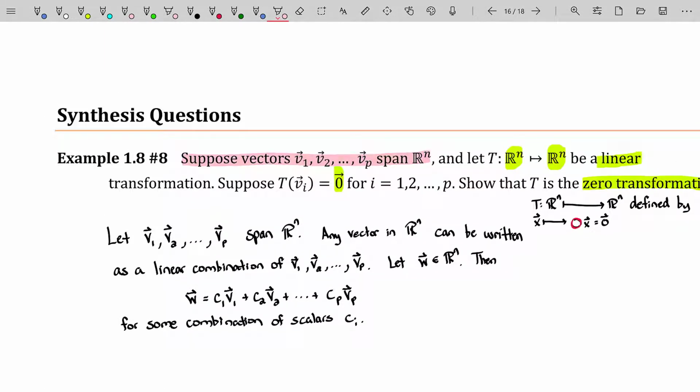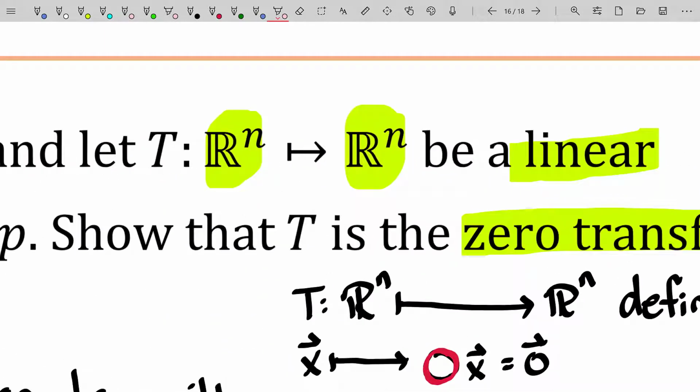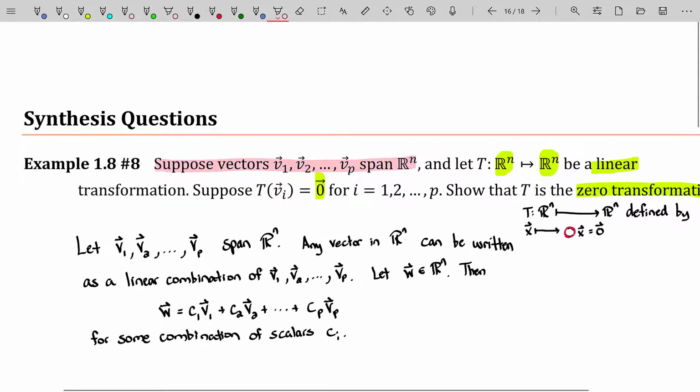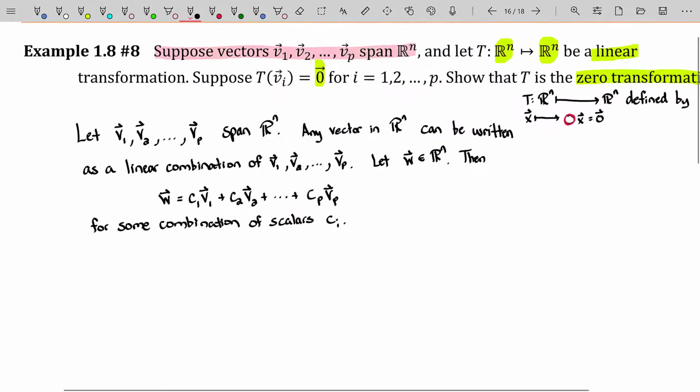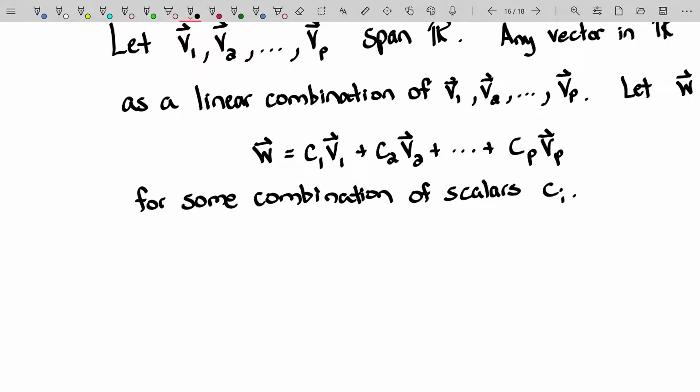The next thing I'm going to state is that T is a linear transformation between Rn and Rn. We may or may not need this, but I'm going to go ahead and write down what it means for T to be a linear transformation.